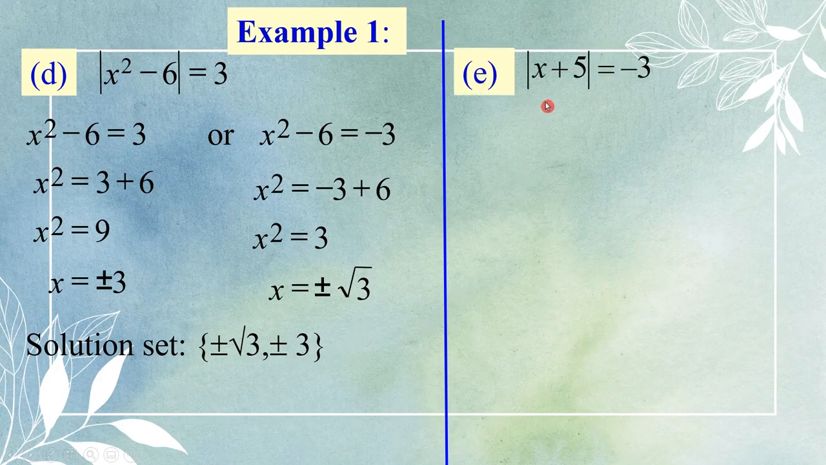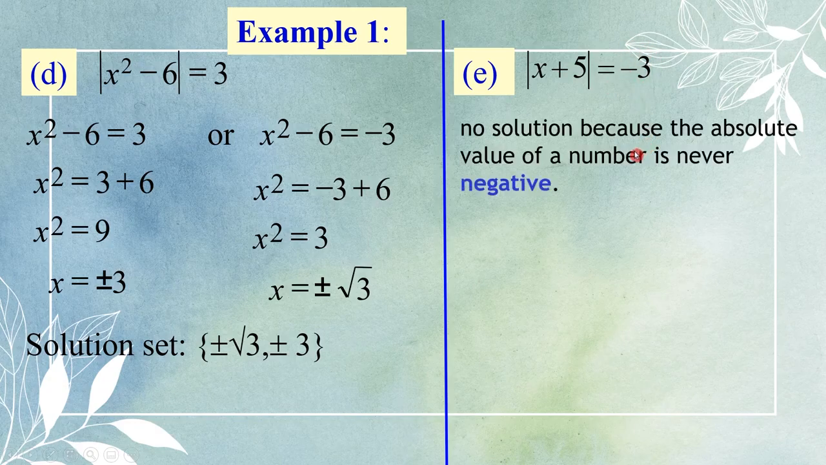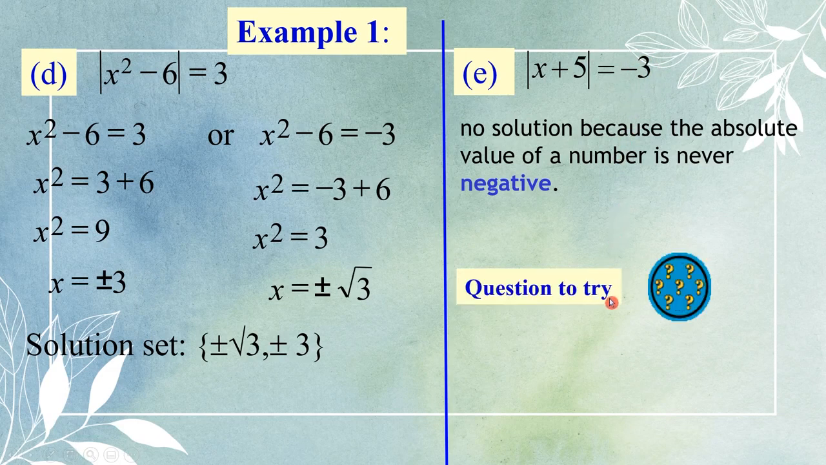Okay, what if the question given to us is absolute value of x plus 5 equals negative 3? It doesn't have a solution because the absolute value of a number is never negative. The absolute value of a function will always give us positive. As usual, I'll let you try this question.